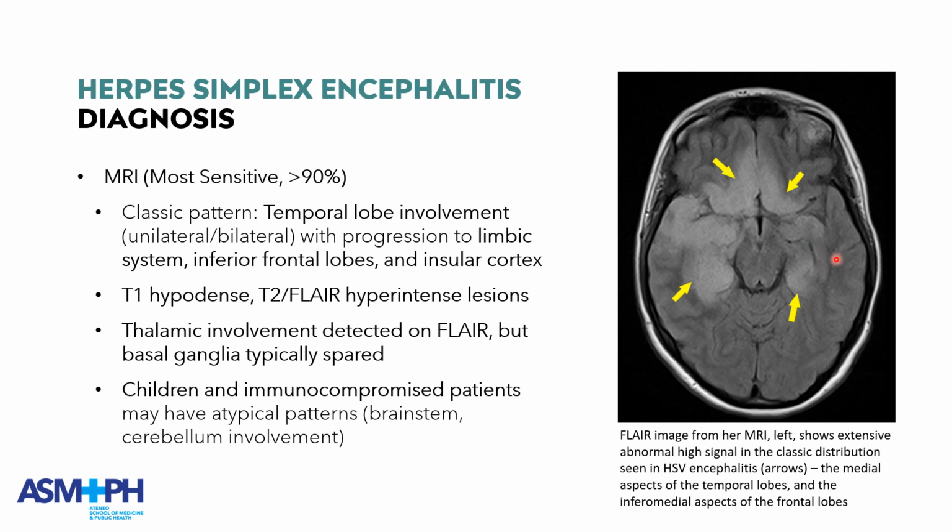So this is the FLAIR image showing extensive abnormal high signal in the classic distribution of HSV, the medial aspects of the temporal lobe and the inferior medial aspects of the frontal lobes.